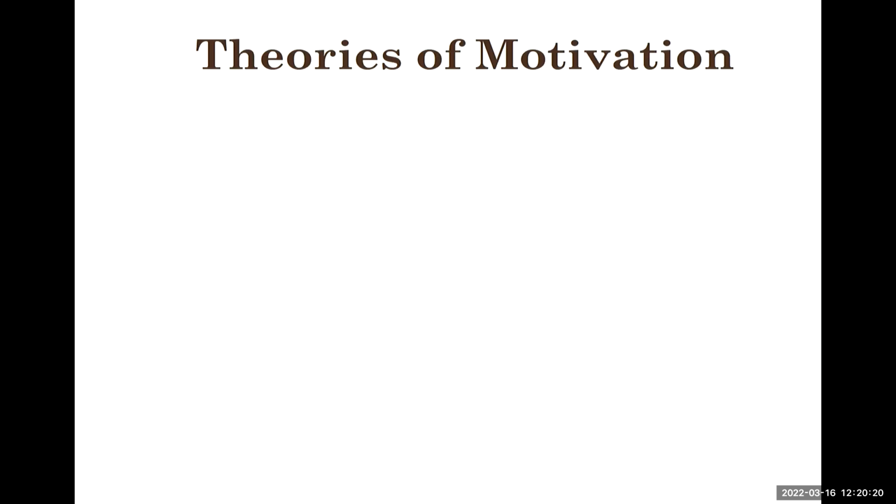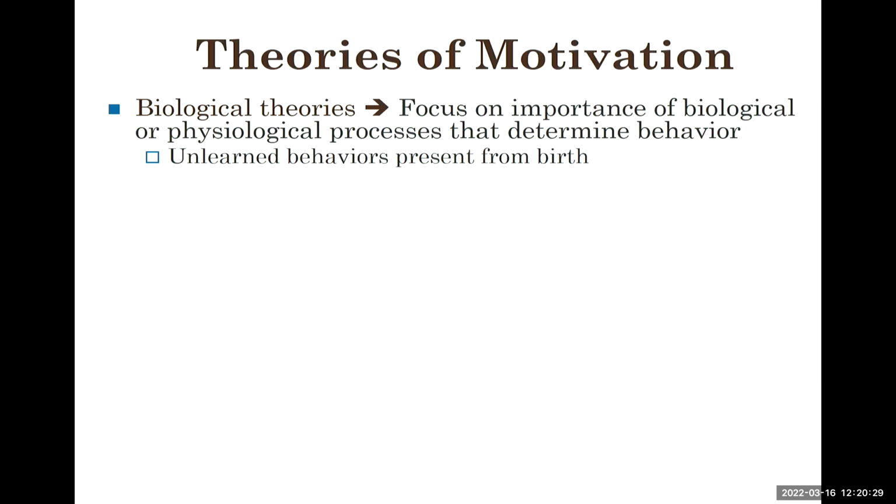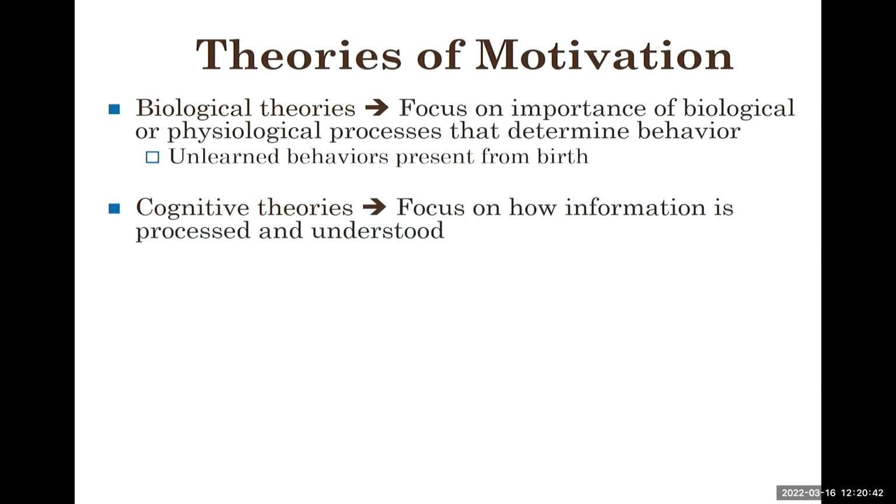Okay, theories of motivation. So these are different explanations people have, that researchers have had, for why we do things. Biological theories really focus on biological or physiological processes, okay? Things that we didn't have to learn, things that are meeting basic needs, okay? We'll cover more about that. Cognitive theories really focus on how you're processing information from your environment to determine what you want to do, your motivation for things.